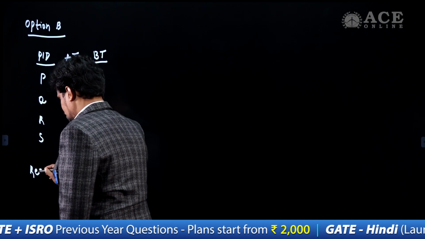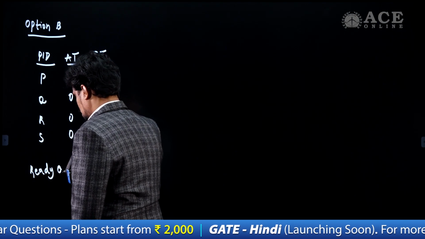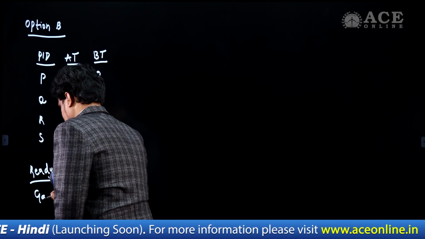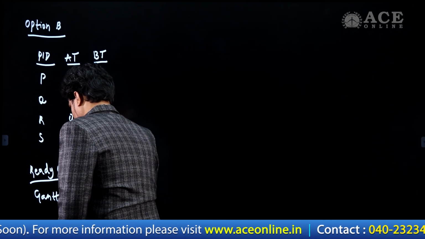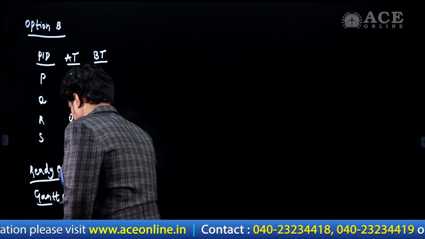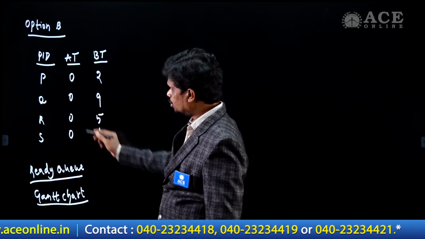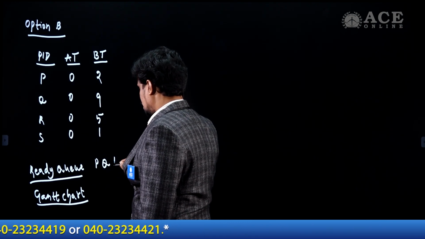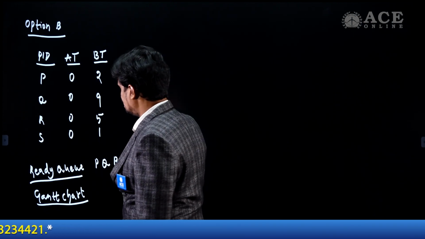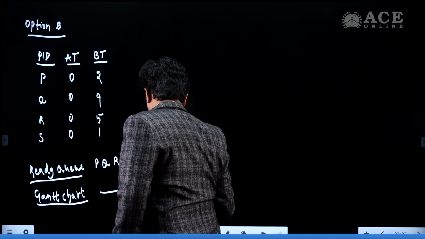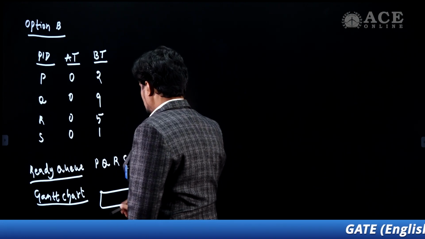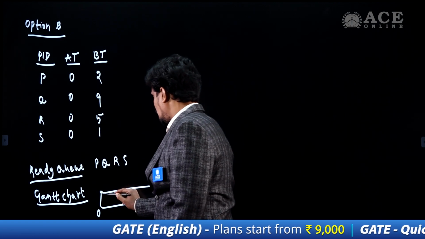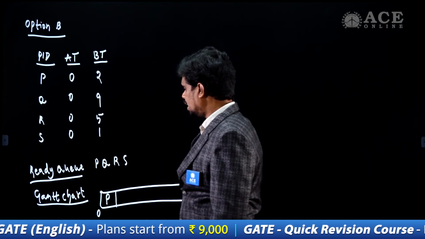Before that we have the ready queue, and then we have the Gantt chart. So first, these 4 processes arrive into the ready queue in this order. It means that P is there, Q is there, R is there and S is there. So now the Gantt chart implementation is going to start. At 0, what is the first process we have in the ready queue? P. So that P will be handed over to the CPU.